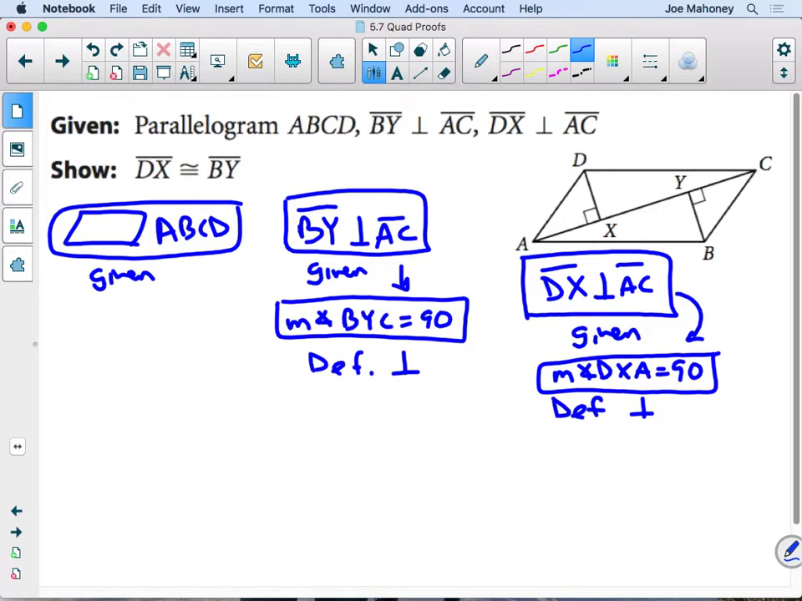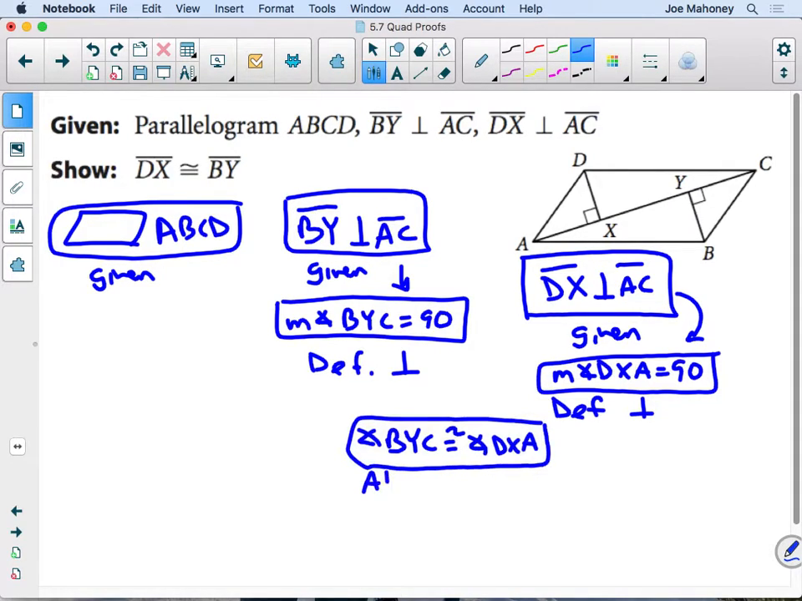And now I'll finish up those perpendiculars by saying that these two angles are congruent. Angle BYC is congruent to angle DXA. I like to say that all right angles are congruent. I've seen people say that congruent angles have the same measure. Whatever makes you happy, right? OK, so that gives me my right angle.